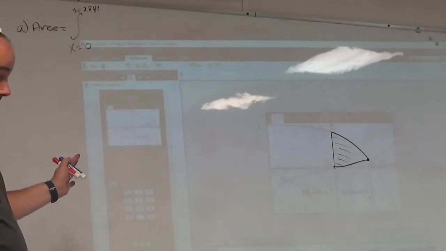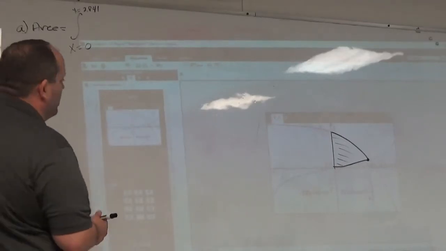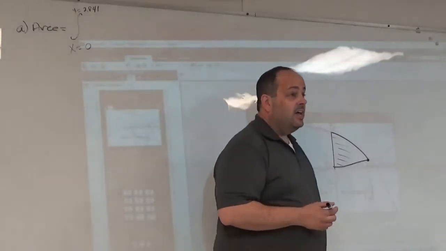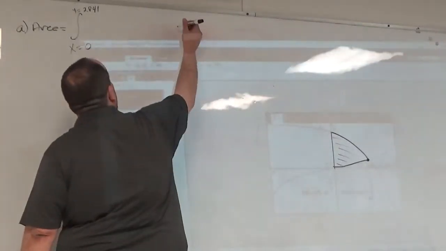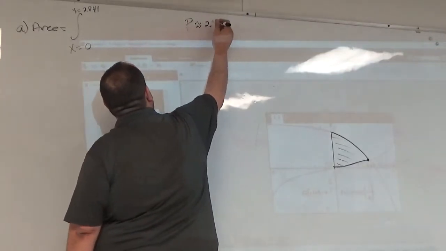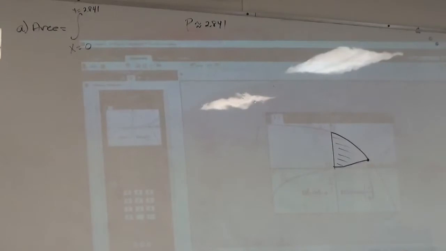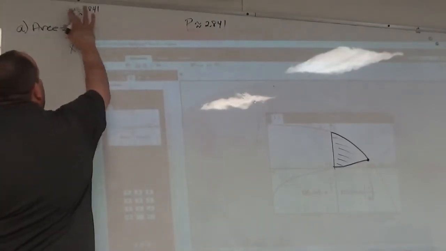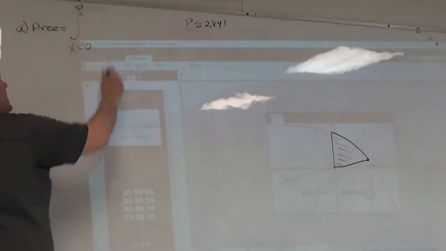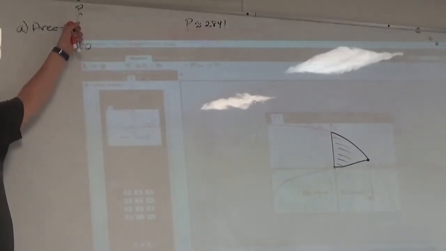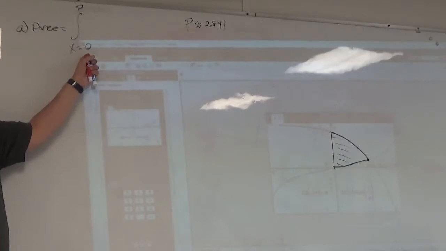Anything you want. Don't use X. That's bad. Paul, what did you save it as? You saved it as P? Okay, so somewhere on your paper, just write that P is 2.841, or R is 2.841, or A is 2.841. And then once you've done that, that's your upper limit. We know we're doing an integral. We're going from 0 to P, and everybody's okay?